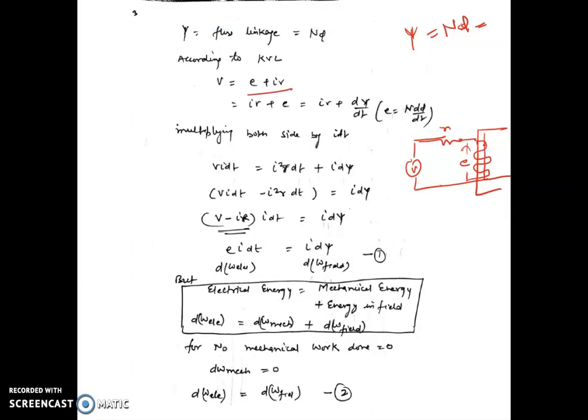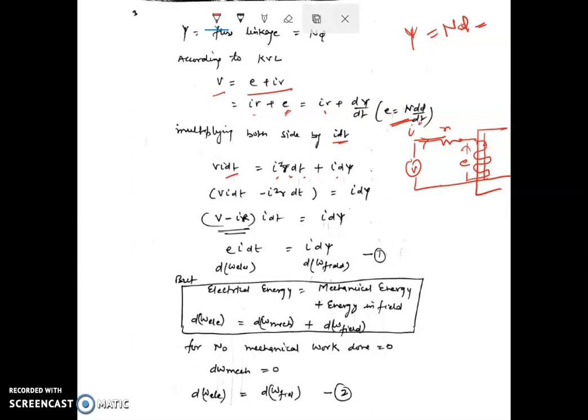V is equal to E plus IR. Suppose the current is I. E is basically N into d phi by dt according to Faraday's law of electromagnetic induction. If we multiply both sides by I dt, we will get V into I dt equals I square R dt plus E I dt, and this E is equal to N d phi by dt.